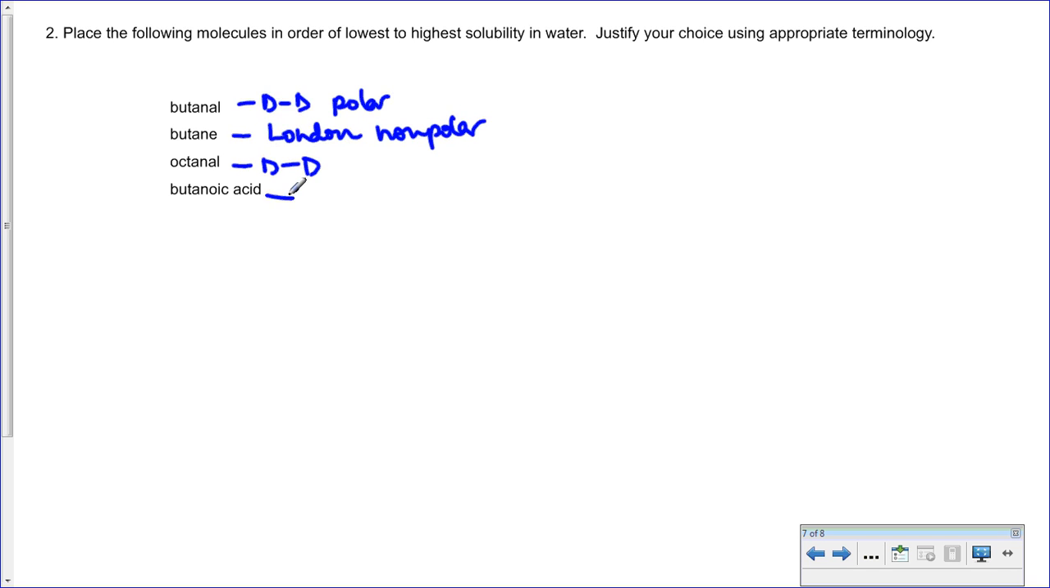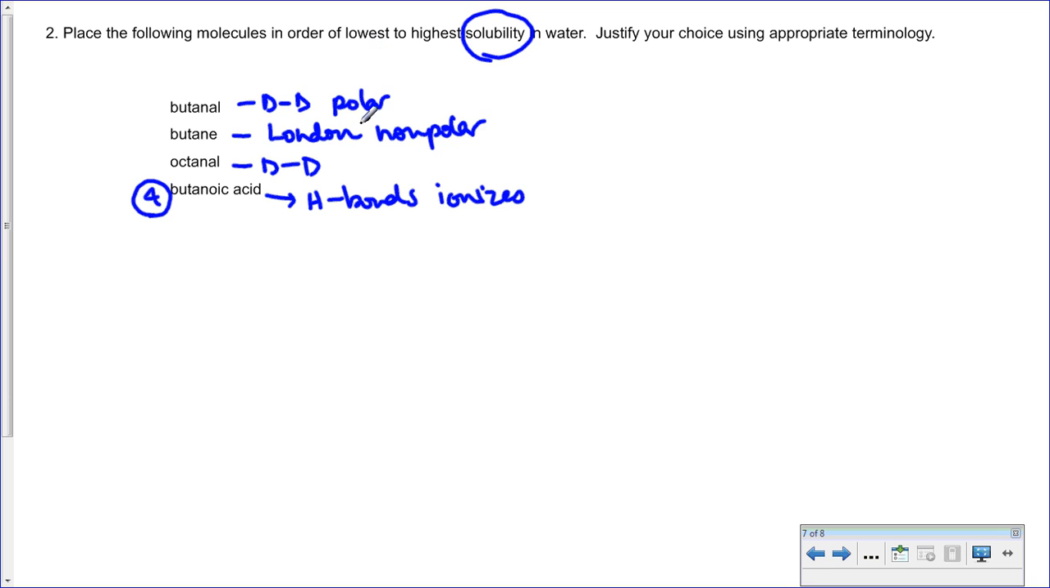And then butanoic acid is a carboxylic acid, so it has that carboxyl group. It can form hydrogen bonds. And also, because we're talking about solubility, it's important to note that it can ionize. Because the butanoic acid can ionize, that's going to put it with the highest solubility. Its ability to hydrogen bond is also quite helpful, but it is important to state that it does ionize because that increases its solubility significantly.